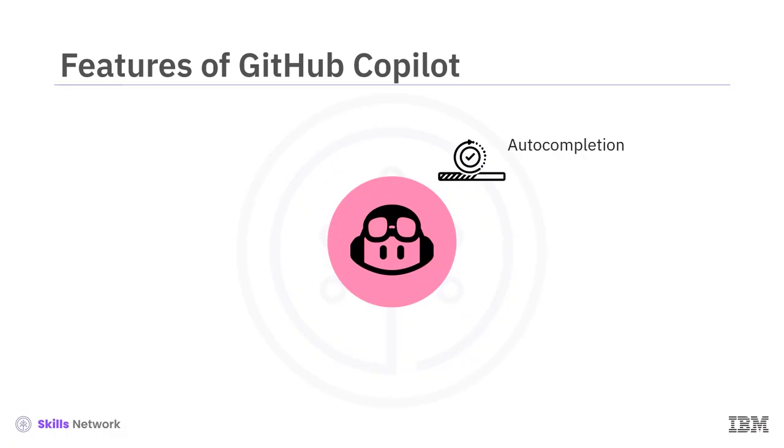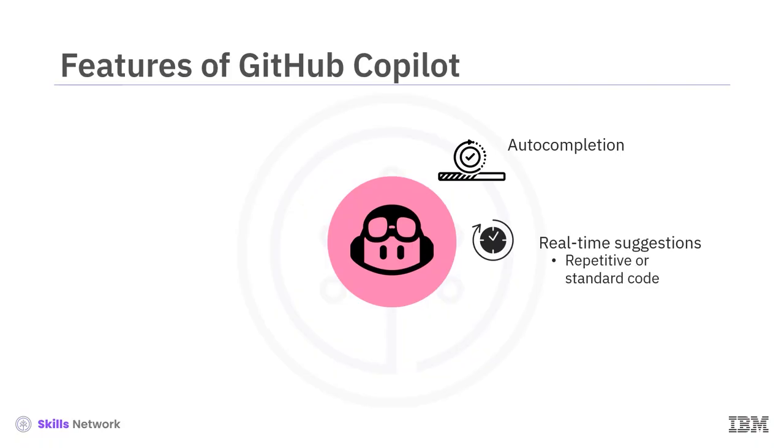GitHub Copilot suggests whole lines or blocks of code based on the context of the code you are currently working on. It can complete entire functions, classes, or other code structures. GitHub Copilot offers real-time suggestions as you code, making the development process smoother. You can save time on writing repetitive or standard code.